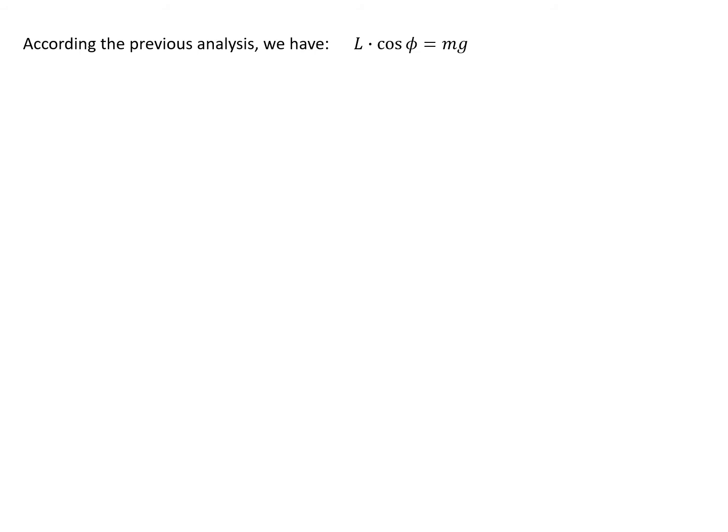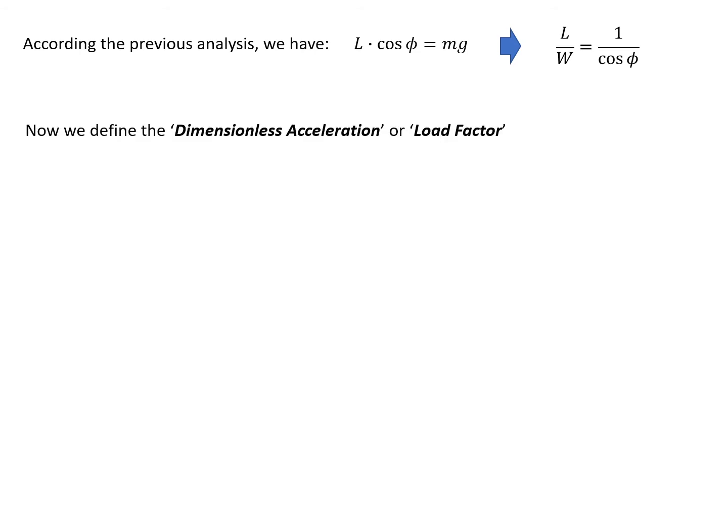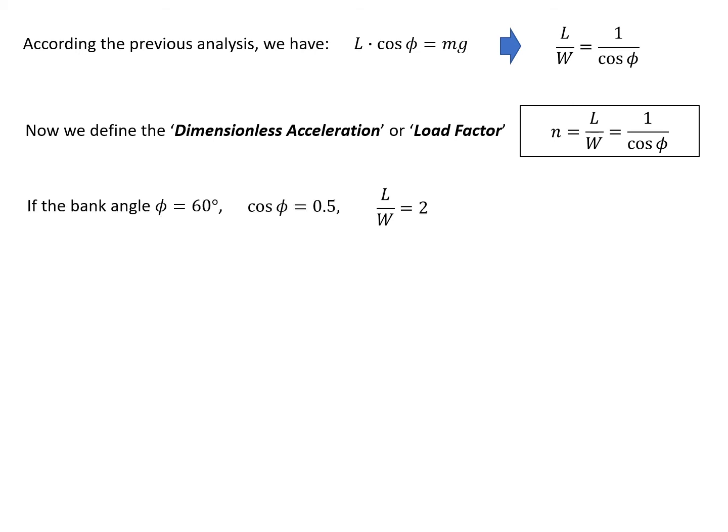According to the previous analysis, the vertical component of the lift equals gravity. If we do this, L divided by W, where W is the weight, the ratio is 1 over cosine phi. Now we define the dimensionless acceleration, or load factor, n equals 1 over cosine phi, where phi is the bank angle. We can determine the load factor. So what about G? It's the so-called G-force. Where does the G come from? Let's answer this later.